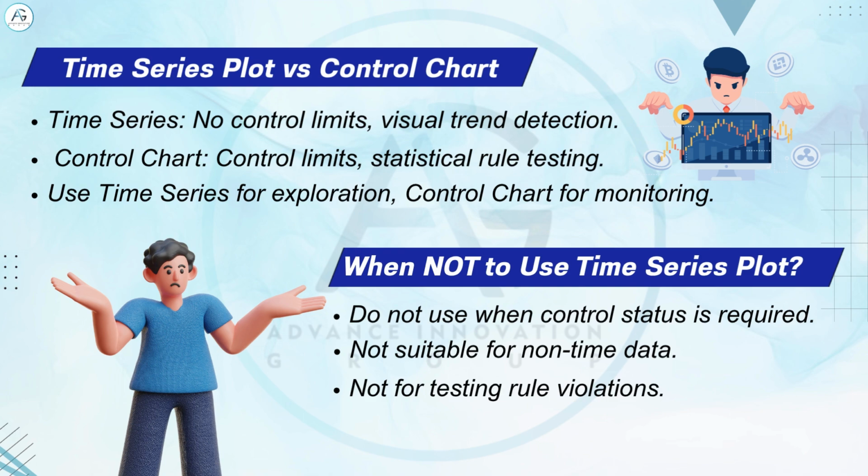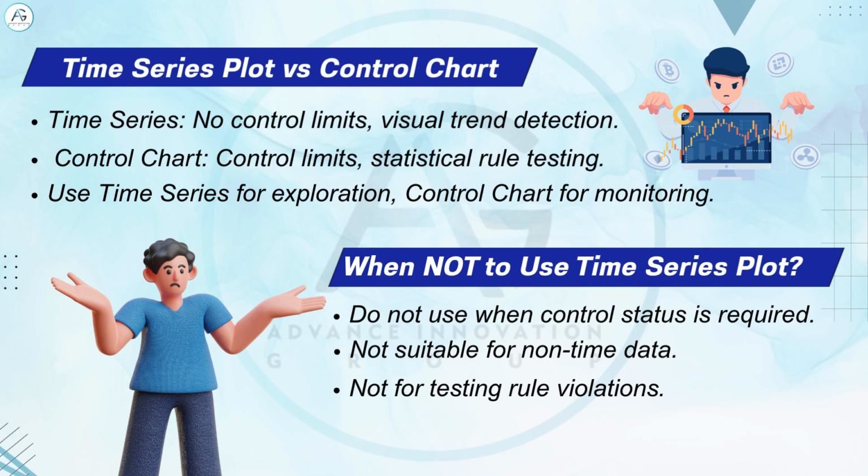A time series plot is great for visual trend detection. It helps us explore the data over time, but it has no control limits, so it doesn't tell us if the process is statistically in control. A control chart, on the other hand, includes control limits and applies statistical rules to detect out-of-control signals. It's a much stronger tool for process monitoring and control.